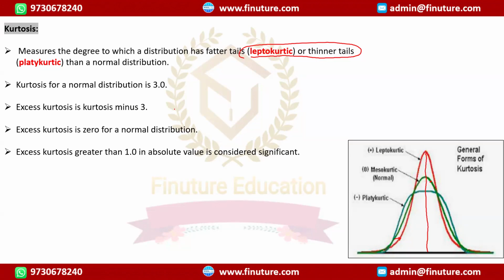And if you are making notes, just make a note. We talk about two terms here: one is kurtosis, one is excess kurtosis. When I talk about excess kurtosis, it is over and above the kurtosis of the normal distribution. So if you see here, the normal distribution has a kurtosis of 3.